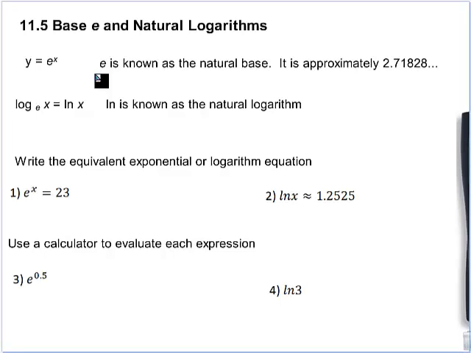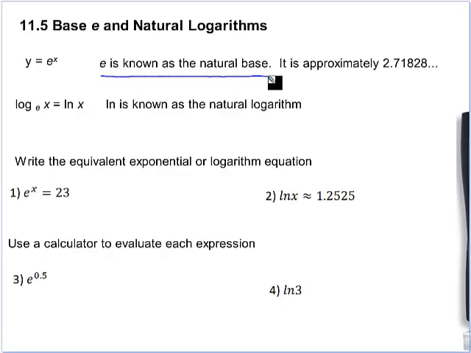This is section 11.5, base e and natural logarithms. So the log that's built into the calculator has a base number of 10. There are a lot of other base numbers that we can have. One of them is known as e. e is known as our natural base.